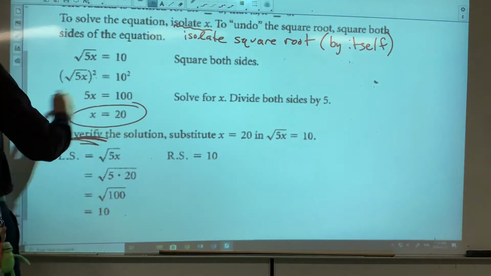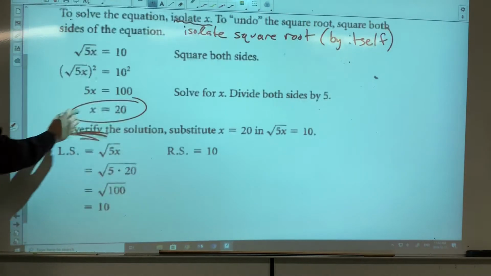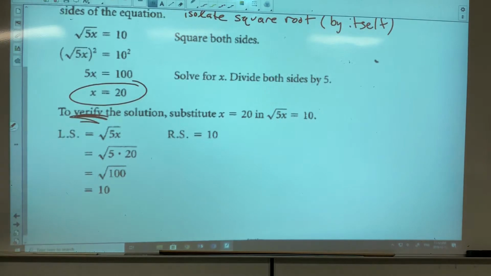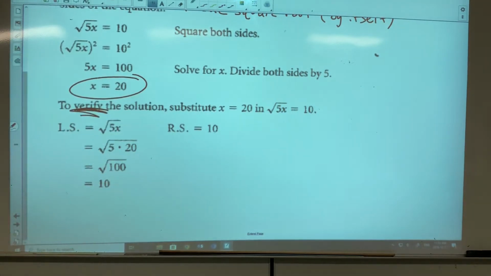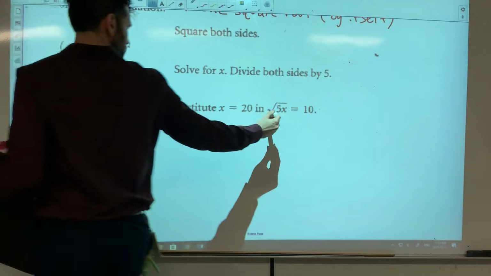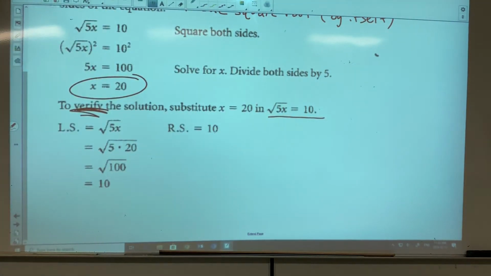Okay, so one thing you can do is look at your permissible values. Like that'll tell you, is x equal to 20 inside my permissible values? Yes, it's greater than 0. You still want to check and make sure that the left-hand side equals the right-hand side. So you go back to the original equation, which is this. You plug in 20, make sure that everything works. It seems like it does.